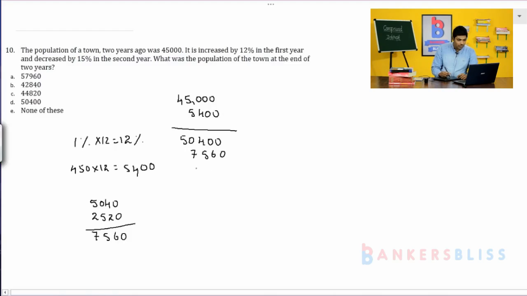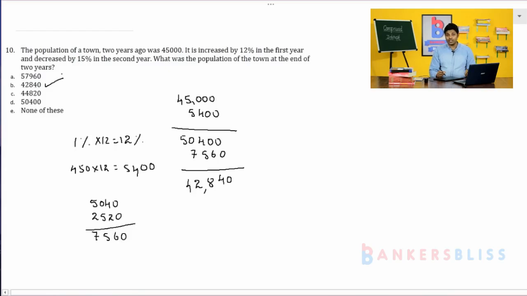7560 from 50,400. So after subtraction, you are going to get 8, 9 minus 7, 2, 4. So 42,840 you are going to get. So option B is the right answer. So it is very simple to calculate. First you have to add, because 12% is an increase. After that you have to subtract, because 15% is a decrease.